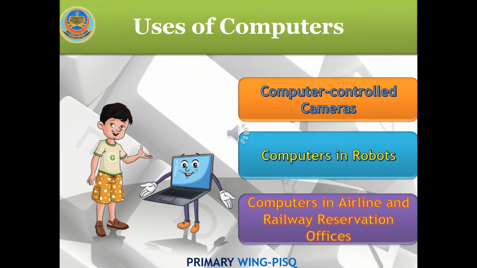Okay guys, now let's watch a video of Goggle and Toggle, who are discussing the importance and use of computers in computer controlled cameras, robots, and airline and railway reservation offices.